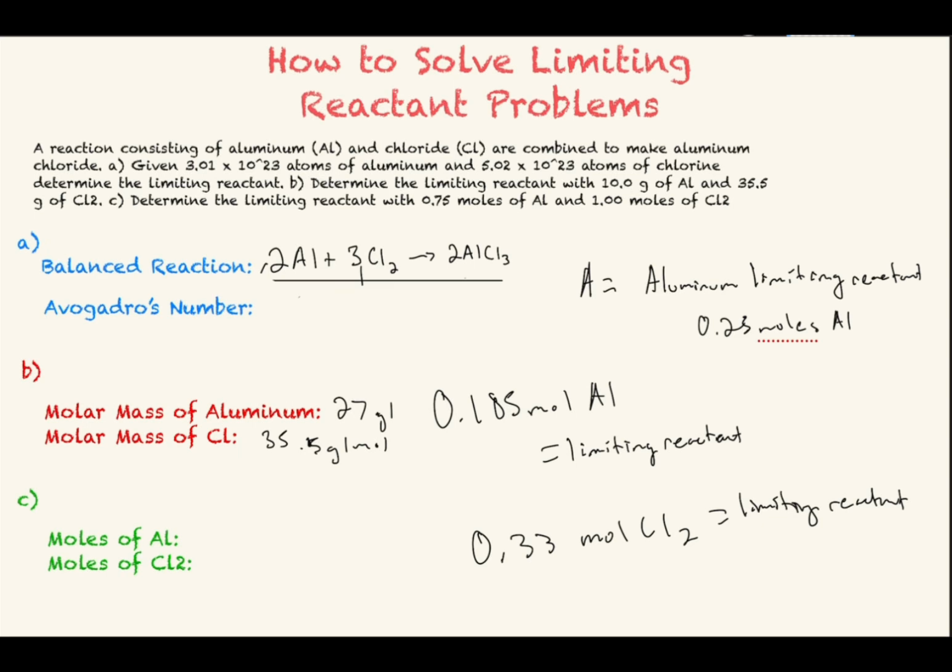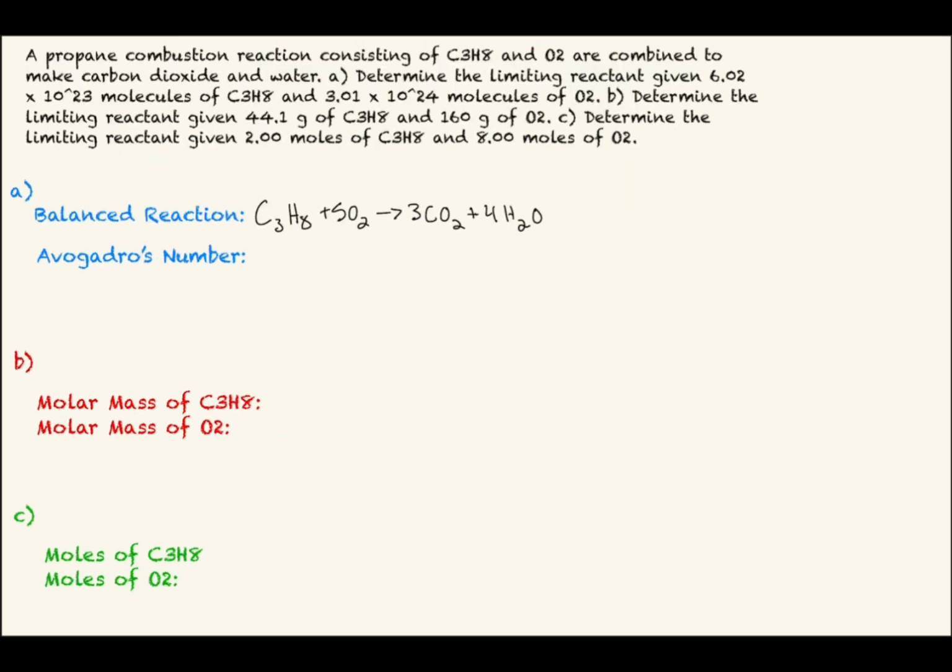And you always have to make sure to use the balanced chemical equation. For this problem, we're given a propane combustion reaction consisting of C3H8 and O2 that are combined to make carbon dioxide and water. So we have the balanced chemical equation right here. And we can just make sure we have equal amounts. We have 10 here, and we have 6, and good. That's good, and hydrogen's good. So yeah, we have a balanced chemical equation right there.